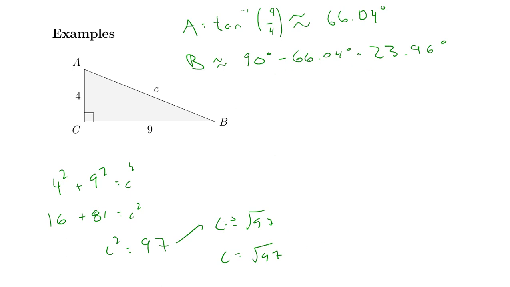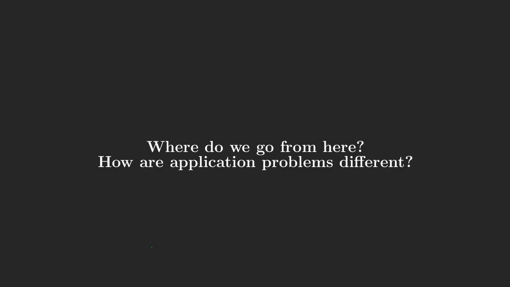So we have some approximate values for these angles. We've got 23.96 as approximately our B angle, A is approximately 66.04 degrees, but C we know is exactly the square root of 97. Cool. Hopefully that's helpful. So where do we go from here? This doesn't seem too bad, to be honest. Once we have a right triangle and some information, we can go ahead and figure out what's going on.